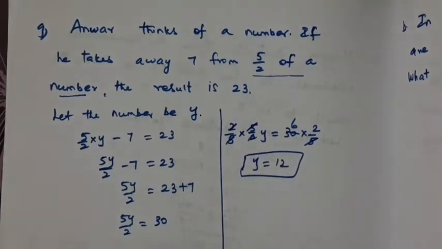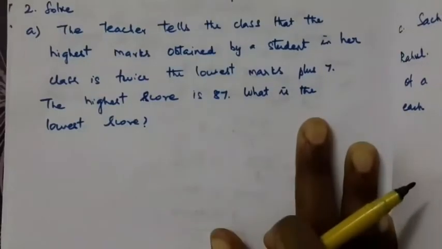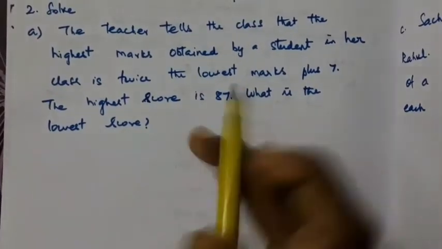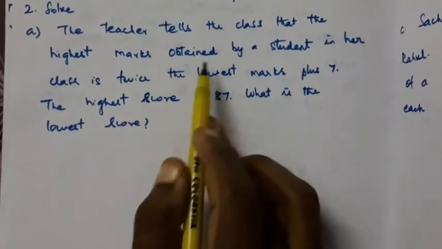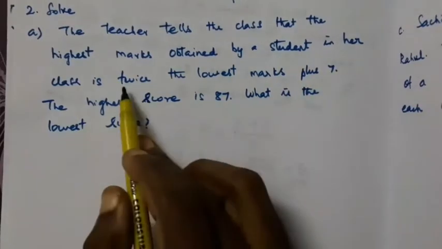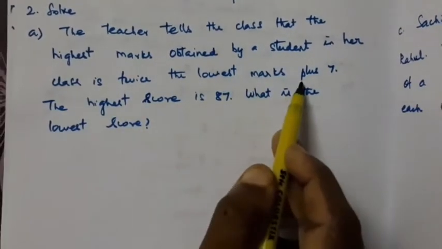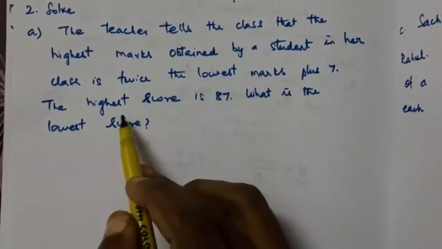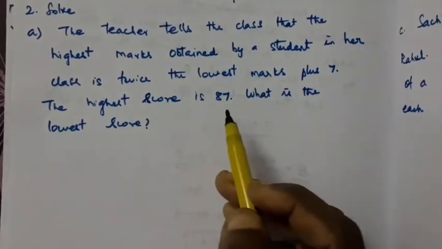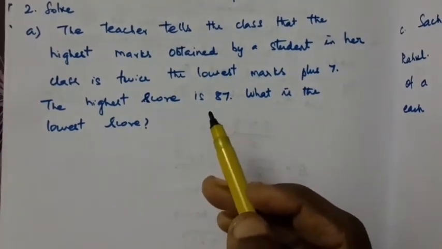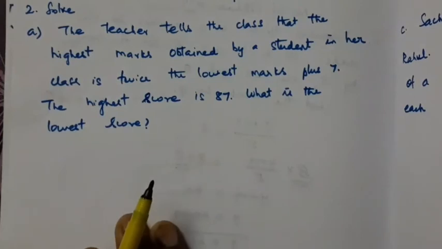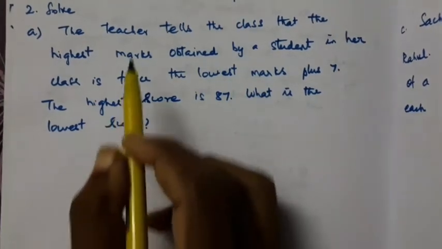Okay, the next problem is, the teacher tells the class that the highest mark obtained by a student in her class is twice the lowest mark plus 7. The highest score is 87. What is the lowest score? We already solved a given equation like this in the last exercise. We will do it now.